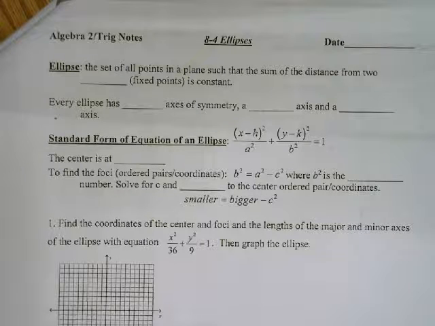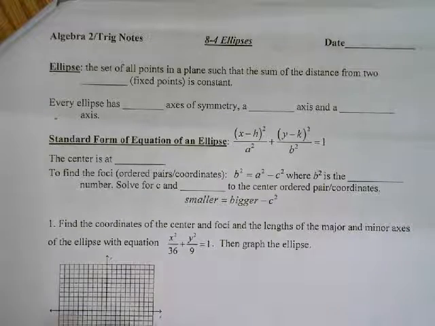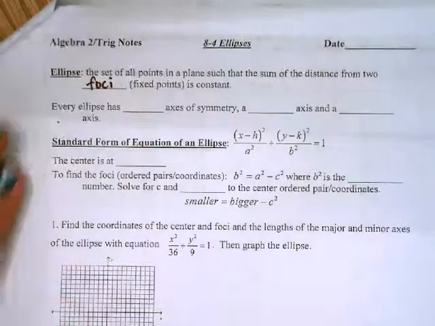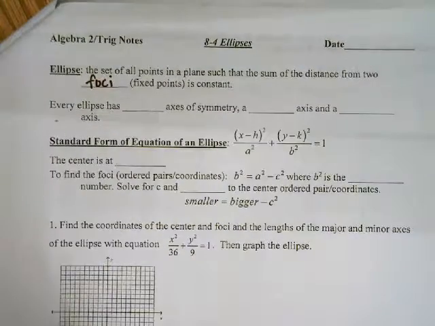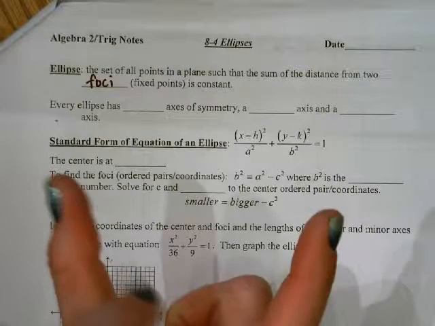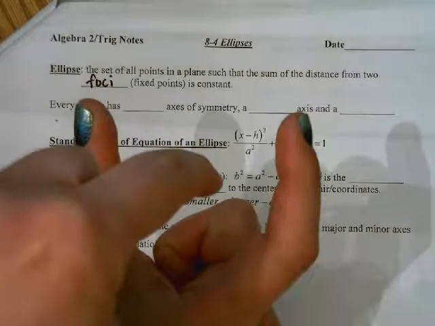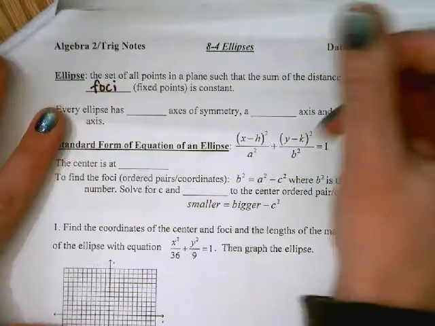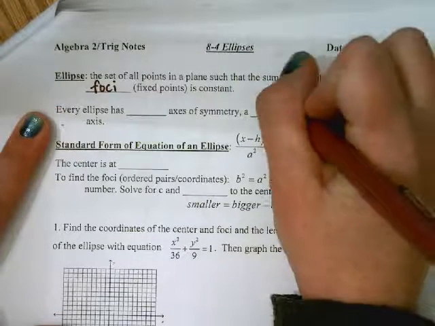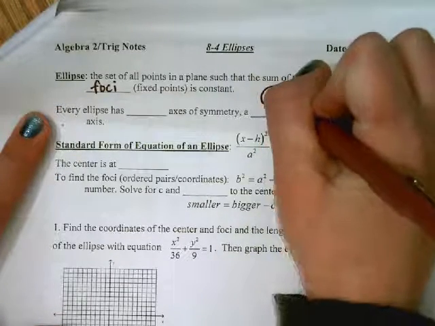Okay, so an ellipse is the set of all points in a plane such that the sum of the distances from two foci, now that's plural for focus, is constant. So remember when we had a parabola, we had a focus in the middle of it. Now pretty much what we have is another one, and they're faced the same direction.